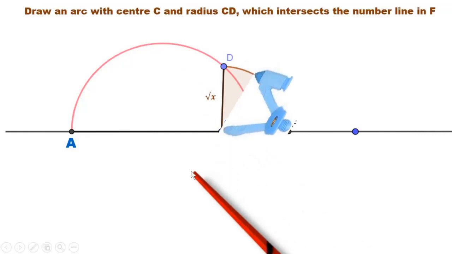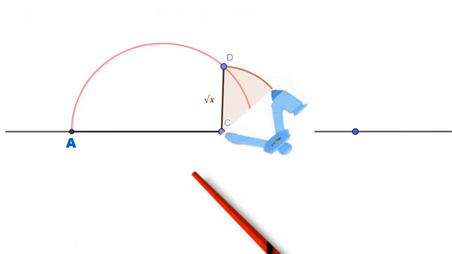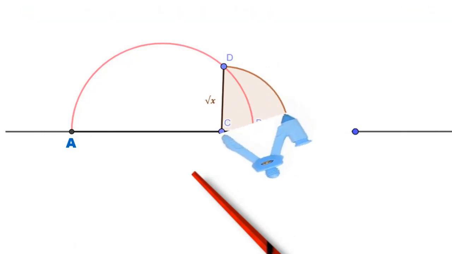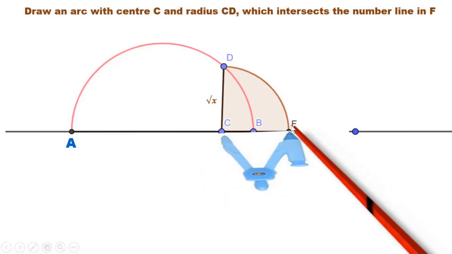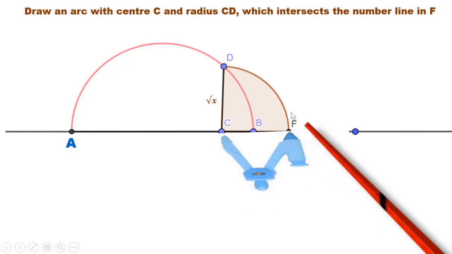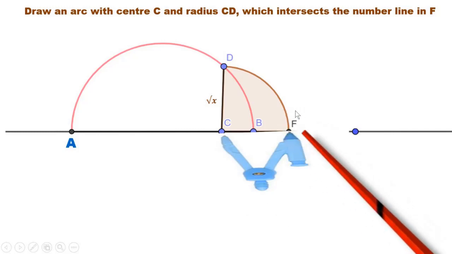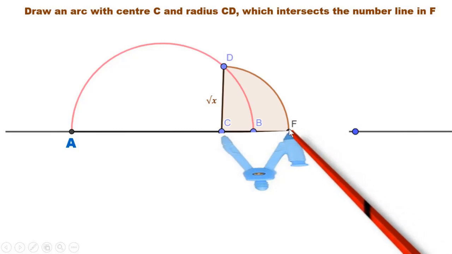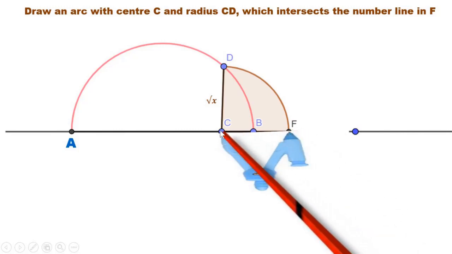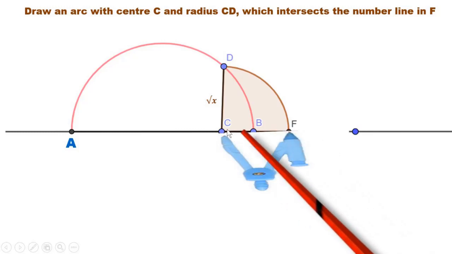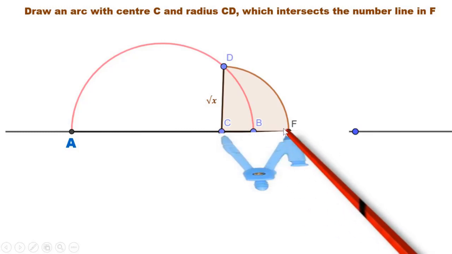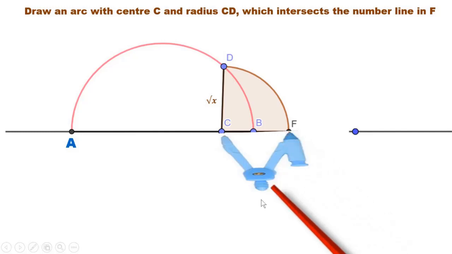You can see the compass moving towards the number line. We have located root x on the number line at point F. As you can see, the stretched end is intersecting the line AB at point F. Now, what will be the distance CF? Think it over till the next slide comes.